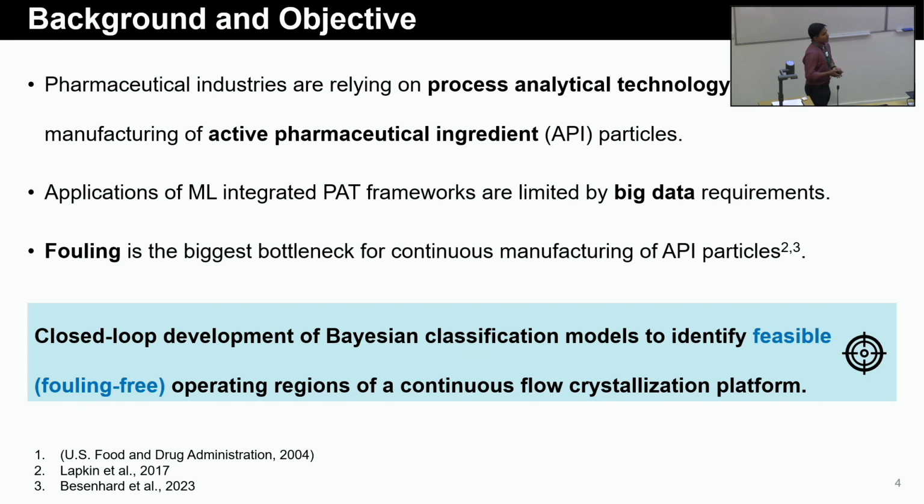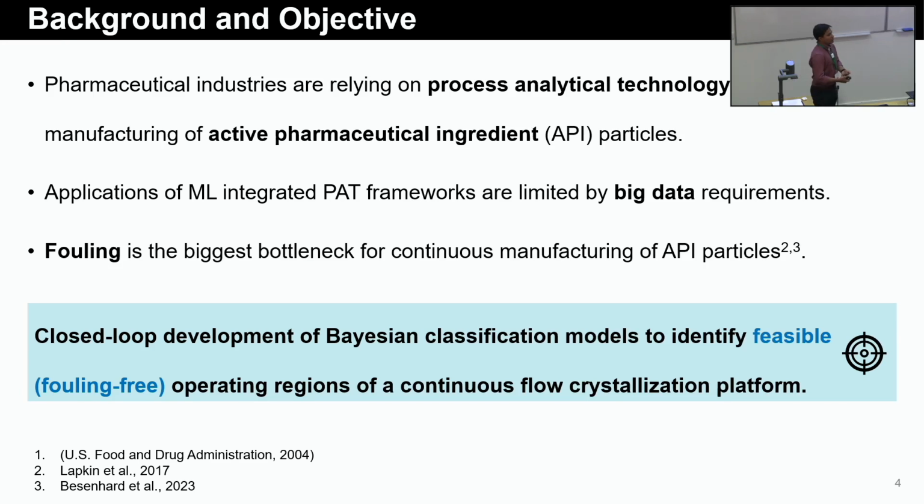Pharmaceutical industries are relying on process analytical technology for manufacturing of drug particles. This technology is a combination of online analytics, automation, and, recently, machine learning methods. But the application of such frameworks is limited by big data. So we really need to develop data-efficient machine learning models so that we can integrate those methods into this platform to make it really work for the manufacturing of drug particles.